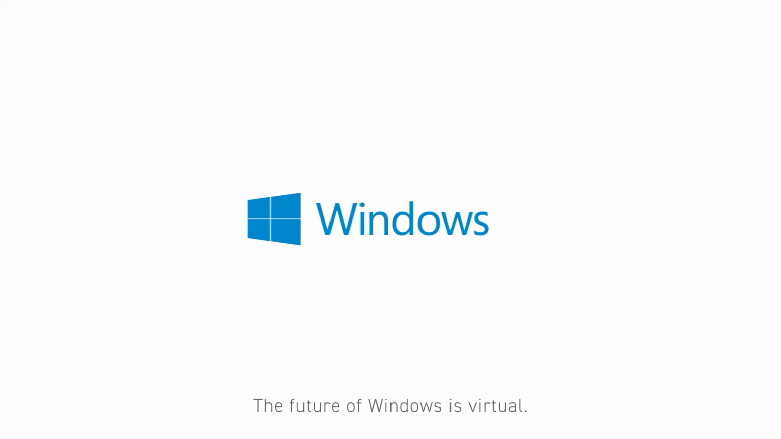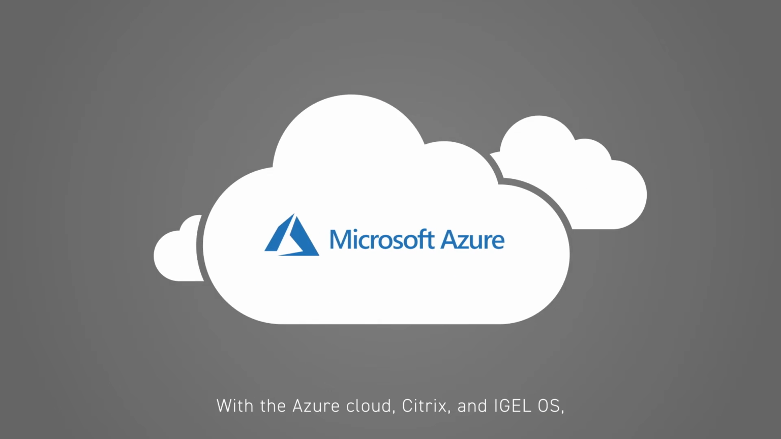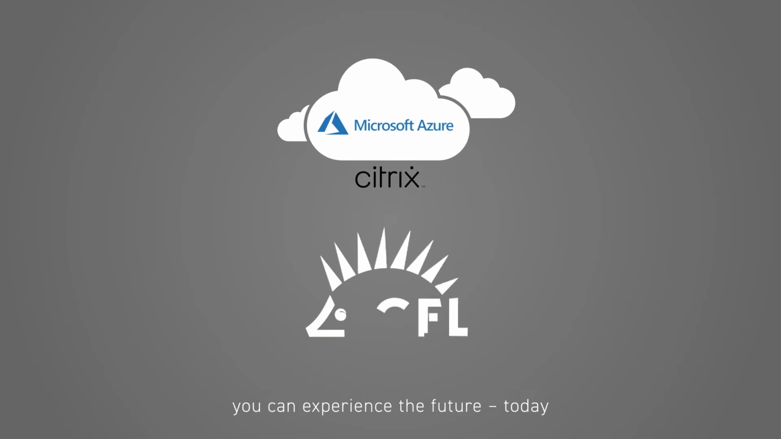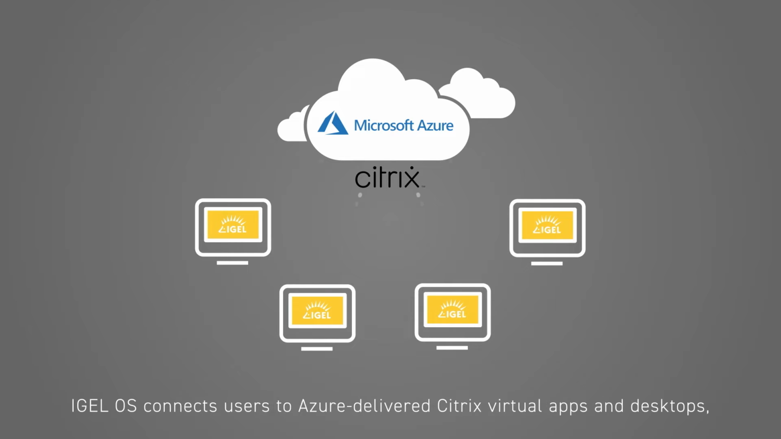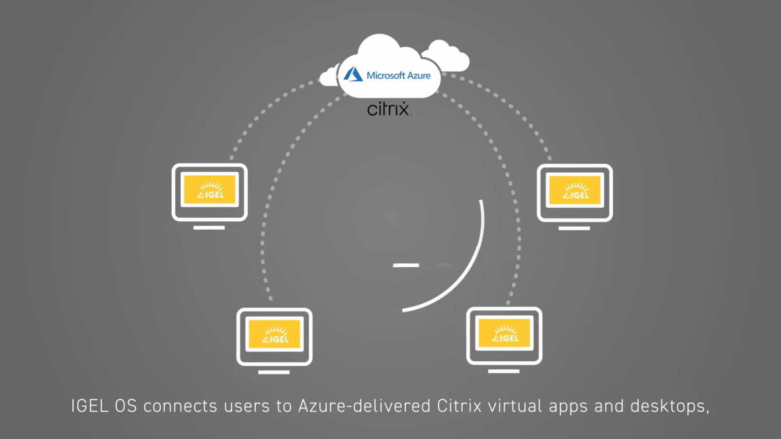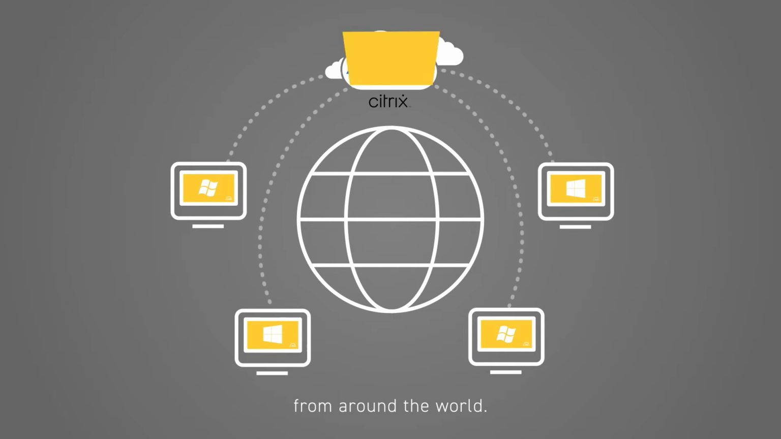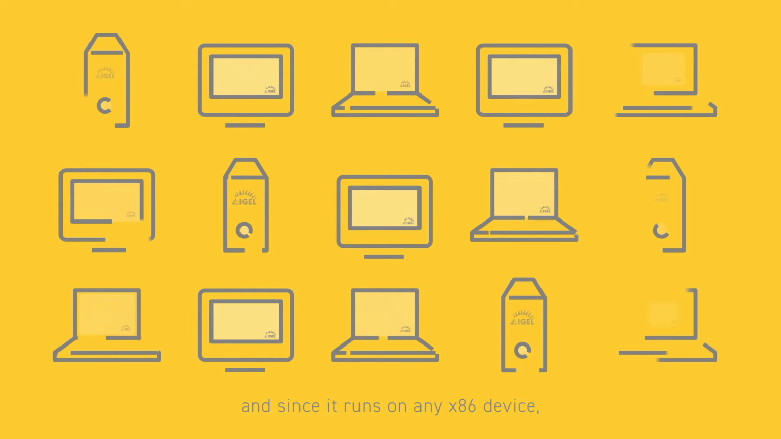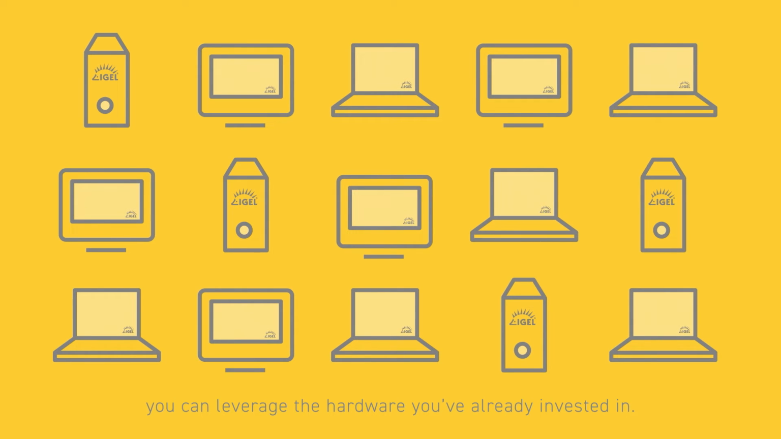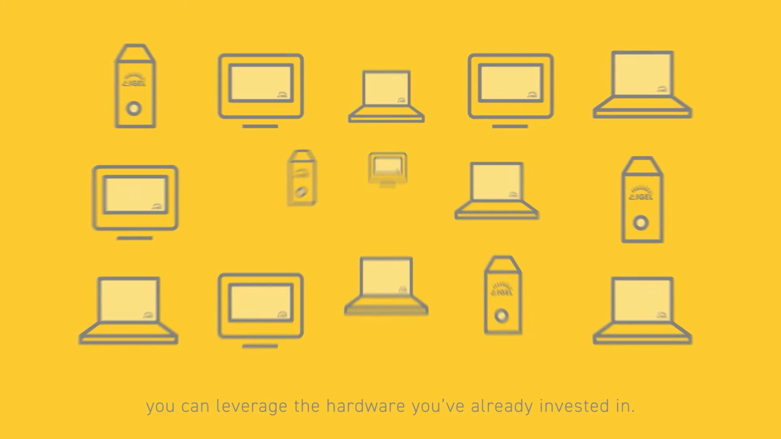The future of Windows is virtual. With the Azure Cloud, Citrix, and IGEL OS, you can experience the future today. The ultimate endpoint OS for VDI and DaaS, IGEL OS, connects users to Azure-delivered Citrix virtual apps and desktops from around the world. IGEL OS is super easy to manage and use, and since it runs on any x86 device, you can leverage the hardware you've already invested in.